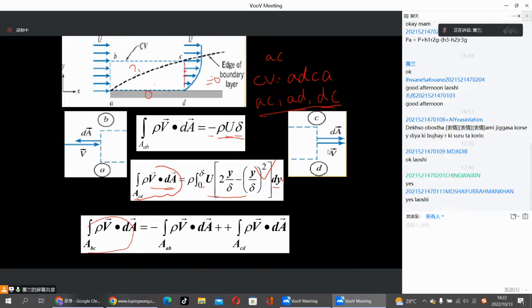Some students ask me, how about choosing control volume ABCA? If you choose control volume ABCA, you get control surfaces AB, BC, CA, right? AB is uniformly distributed. BC you already solved, so BC is also given. So you can obtain the volume flow rate or the mass flux through CA, right?